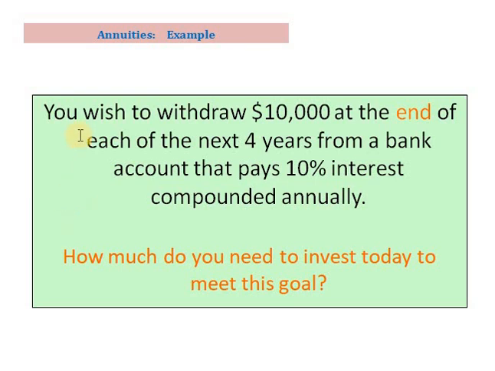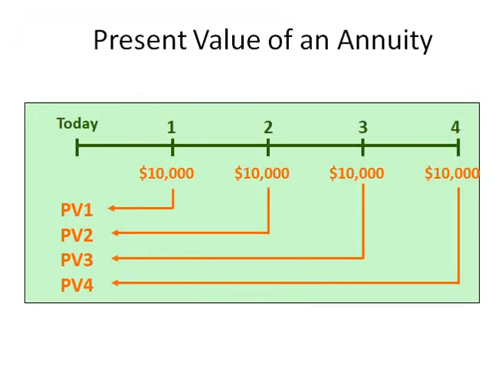Let's see together here. You wish to withdraw $10,000 at the end of each of the next 4 years from a bank account paying a 10% interest rate. How much do you need to invest today? So I'm asking for the present value, and I know that the annuity is $10,000, or I'm having this $10,000 at the end of each of the next 4 years. So when I draw the cash flow diagram, you see that I have $10,000 at year 1, 2, 3, and 4. Now, with the method that I have presented in this lecture, we can get the present value of this annuity right away in one equation.